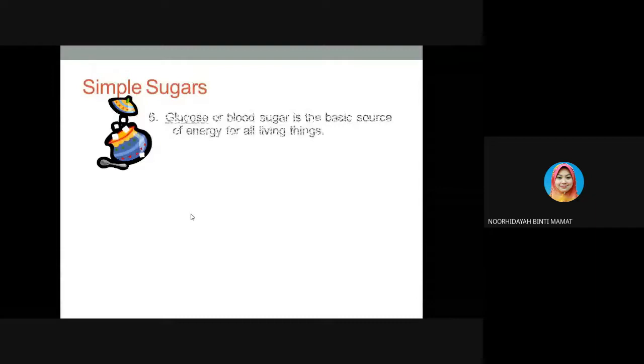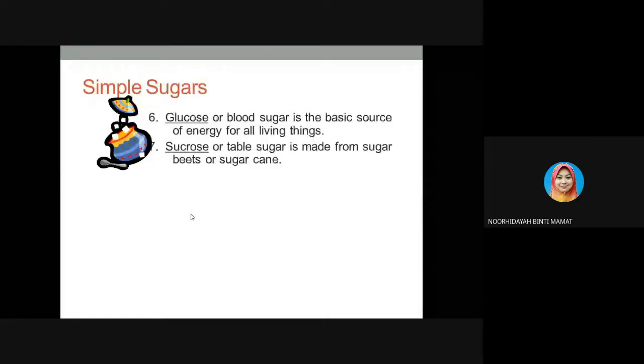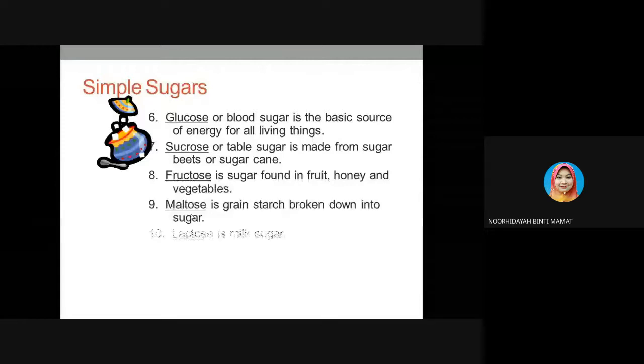So for example, here are examples of simple sugars, which are made up of a very short chain compared to the complex carbohydrates. We have glucose, sucrose, fructose, maltose and also lactose. Glucose, or blood sugar, is the basic source of energy for all living things. Sucrose, which we call table sugar, is made from sugar beets or sugar cane.